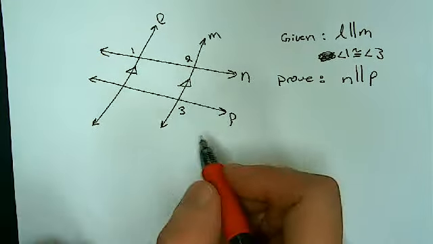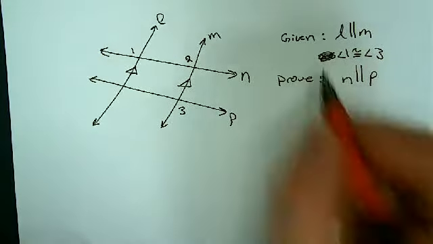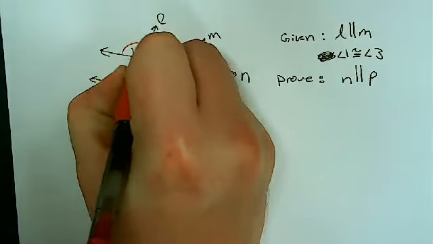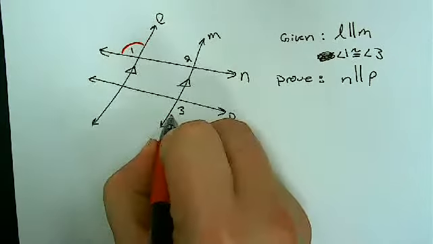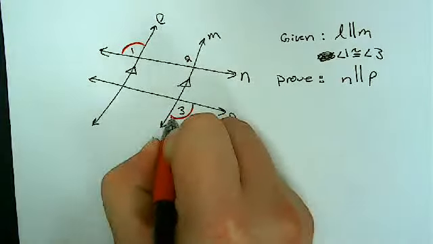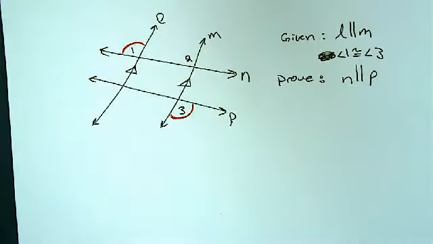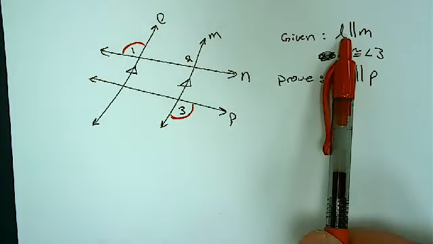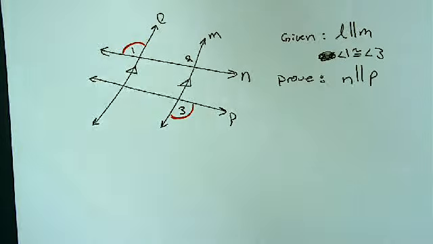My 1 and 3 being congruent is given. So I'm going to make a single arc in here and a single arc in here to show that those two guys are given as congruent. L is parallel to M. What things does that tell me?